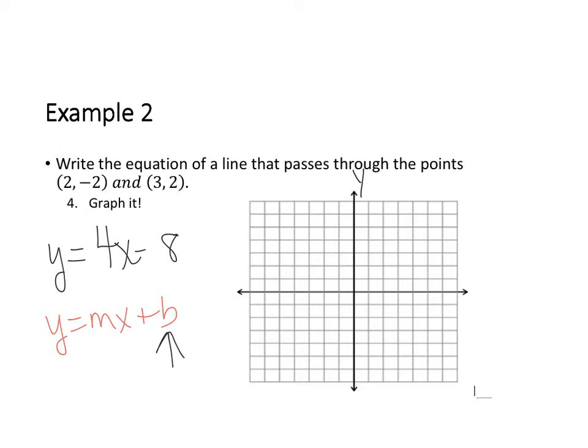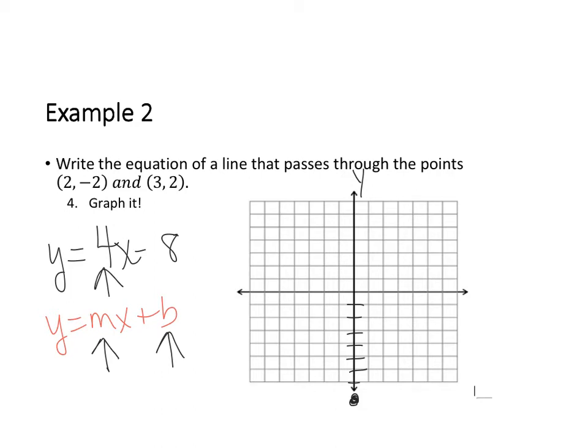I'm going to use that point. And let's see, 1, 2, 3, 4, 5, 6, 7. So 8 would be about right here. So that's my starting point for my graph, my y-intercept. That's the only time I use that y-intercept, and then I move over to the slope.